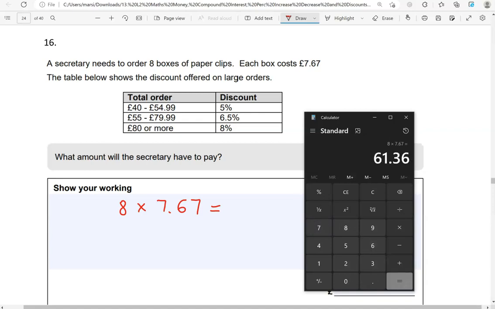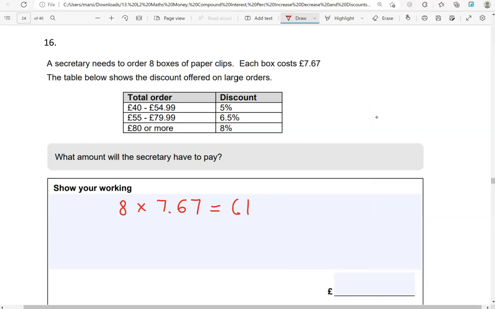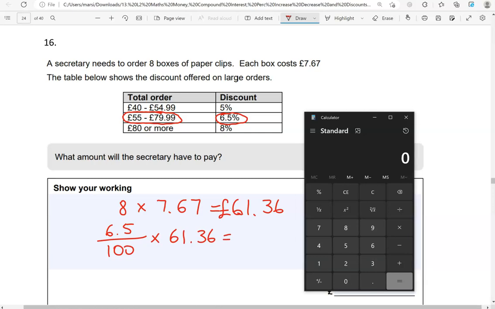Gives us £61.36. That is within this range, which means there will be a 6.5% discount. So 6.5%, which is out of 100 of the amount, £61.36. So we'll do 6.5 divided by 100 times 61.36 gives us 3.9884.